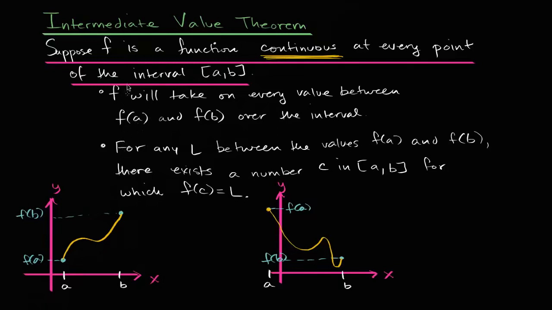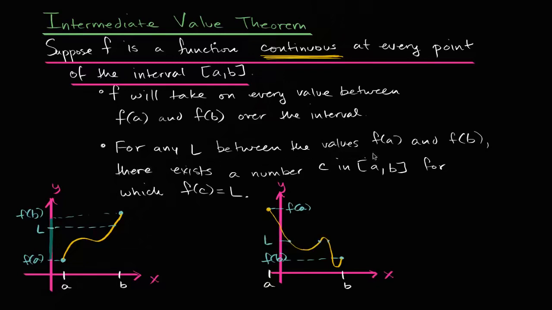So one way to say it is, if this first statement is true, then f will take on every value between f of a and f of b over the interval. And you see in both of these cases, every value between f of a and f of b is being taken on at some point. You could pick an arbitrary value, L, right over here. Well, look, L happened right over there, and it also happened there, and there. And this second bullet point describes the intermediate value theorem more in that way.